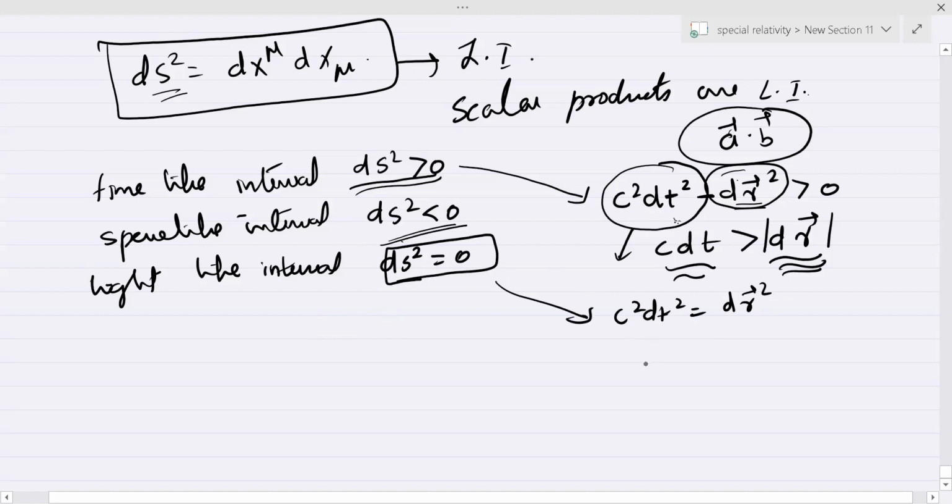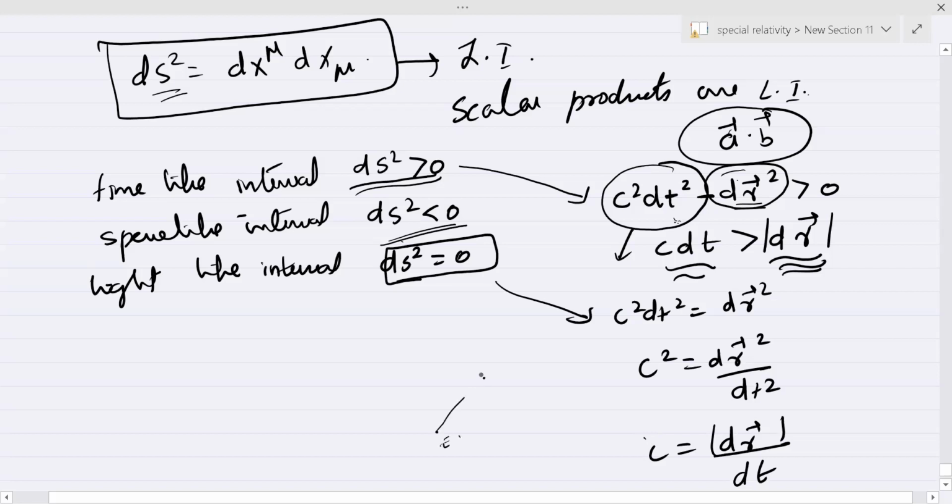If you look at this, you see c square is equal to dr square by dt square, or c is equal to the modulus of dr divided by dt. This is the speed of light. So if the events are separated in such a way that a light signal from event E1 will pass through event E2, then we say they are light-like separated. If it's outside, then not even a light signal can pass between these two events. Then they are separated space-like.